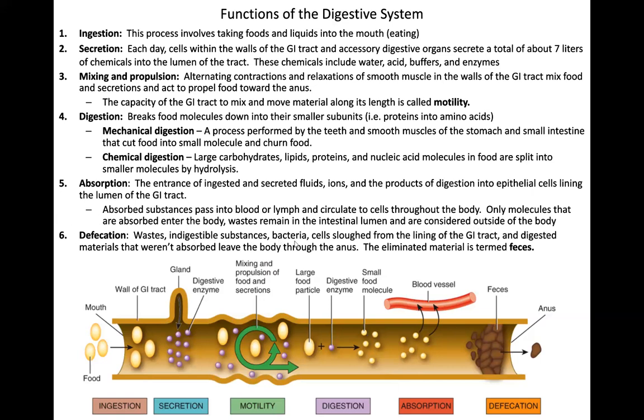Wastes, indigestible substances, bacteria, any cells that were sloughed or broken free from the lining of the tract, as well as any digestive materials that weren't absorbed are going to leave the body through the anus in the form of feces. And that process is called defecation.